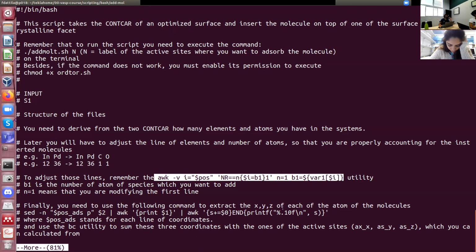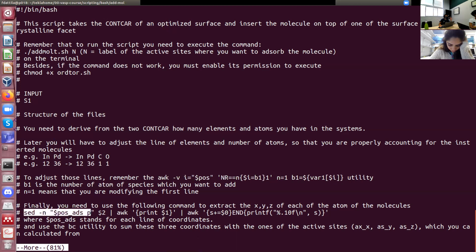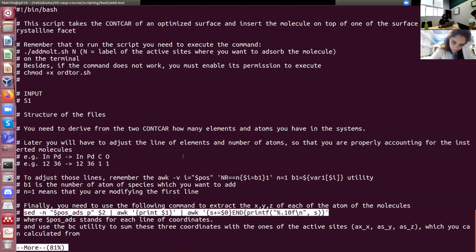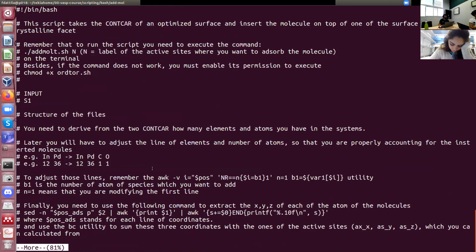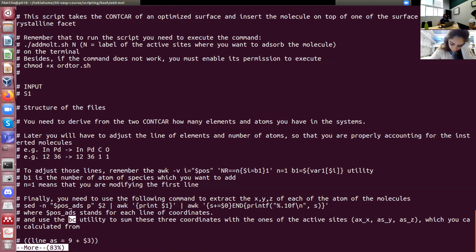Okay. Then this command helps you to take the X, Y, Z of the molecule, for instance of carbon monoxide. If you play a bit with this command, what you can do is basically get 6 numbers: carbon X, carbon Y, carbon Z, oxygen X, oxygen Y, oxygen Z. And then from that, you use the BC utility to sum the three coordinates with the ones of the active site. Okay? And here you have the way to calculate.